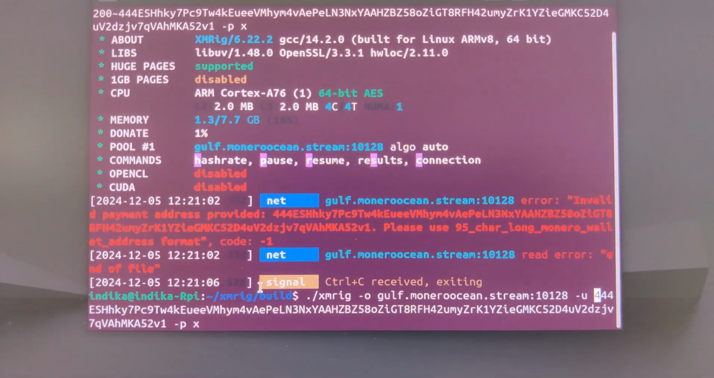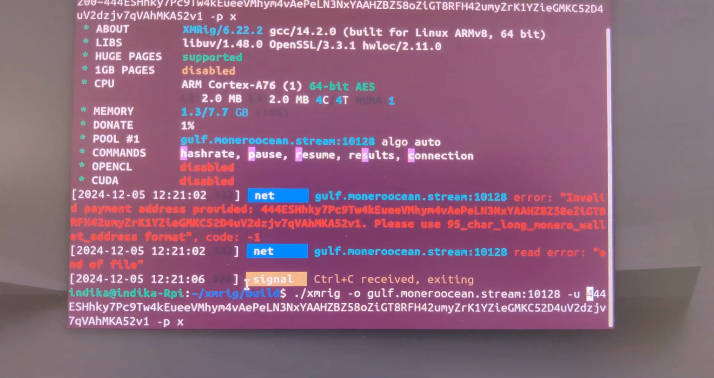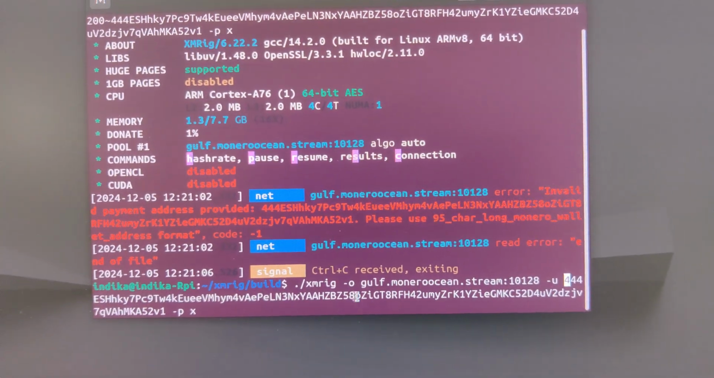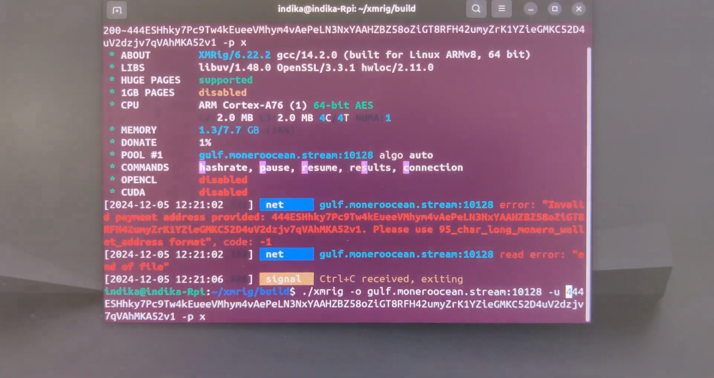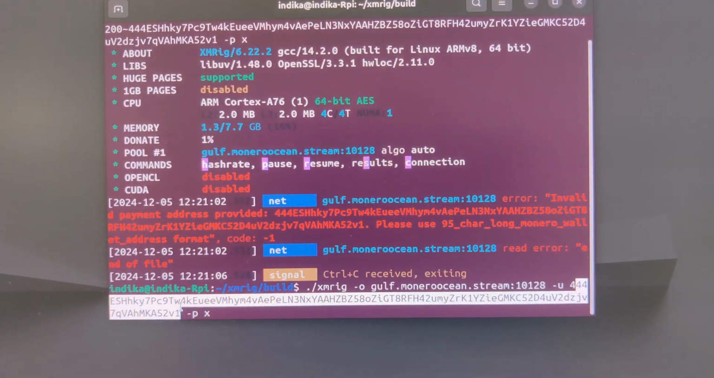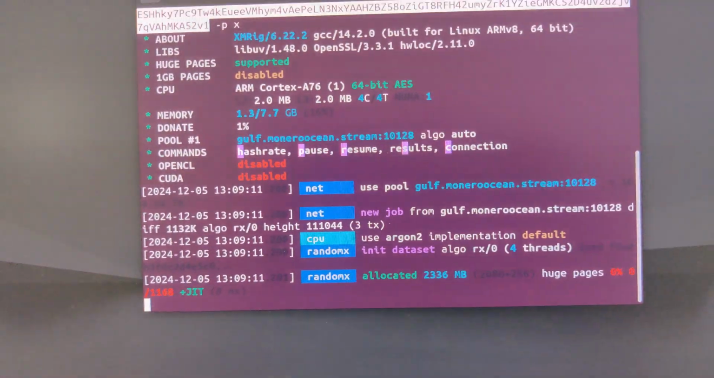This would be the command to start running the Monero mining. Please note that you have the pool address and the wallet address mentioned, and when you hit enter, you get the mining going. Bingo!